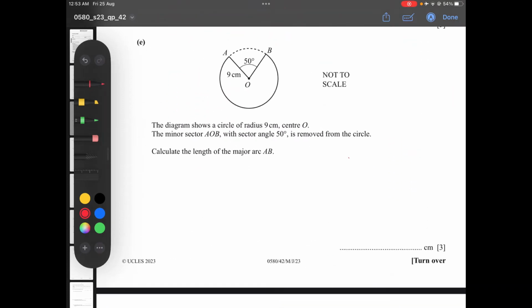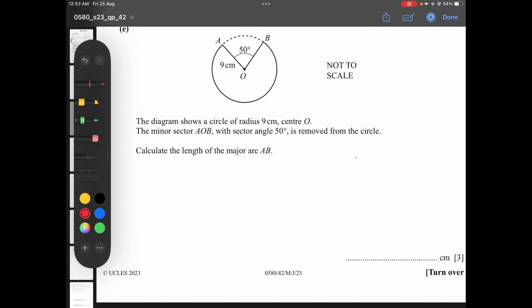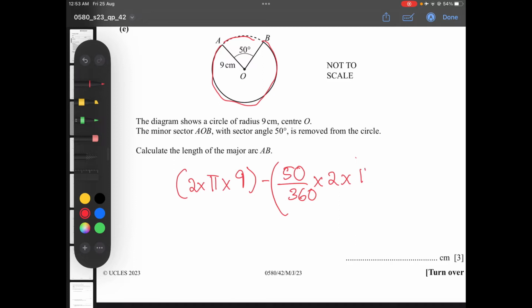Now the diagram shows a circle of radius 9 cm, center O. The minor sector AOB with sector angle 50 is removed from the circle. Calculate the length of the major arc AB. They ask us to calculate the length of this, which is an easy task. So first you take the circumference of the circle, which is going to be 2 times pi times r, radius, which is 9, minus the arc of the sector, which is theta, 50 over 360. I'm going to put this in brackets so that you don't confuse it with the minus sign, times 2 times pi times 9, and you just put this into your calculator straight.